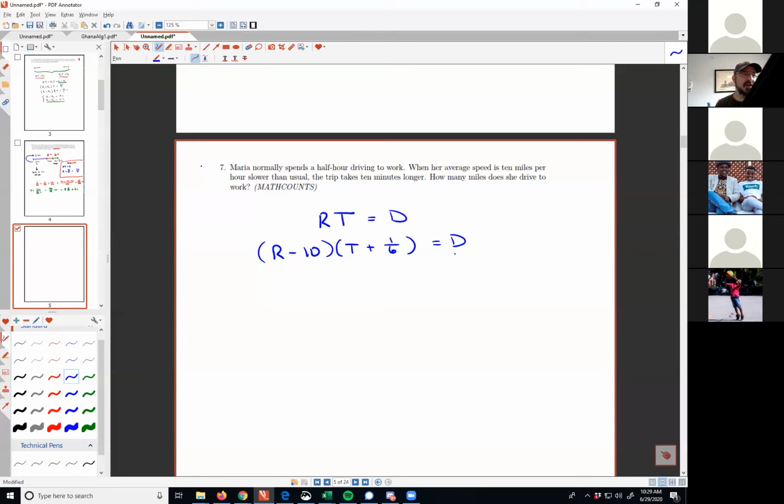If we're thinking in terms of miles and miles per hour, either we want to think all in minutes or all in hours, one or the other. But I think it's going to be easier to translate everything into miles and hours. So we have these two equations. What can we do with them?